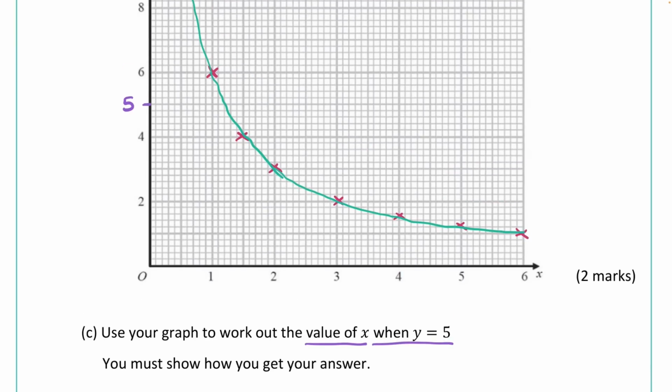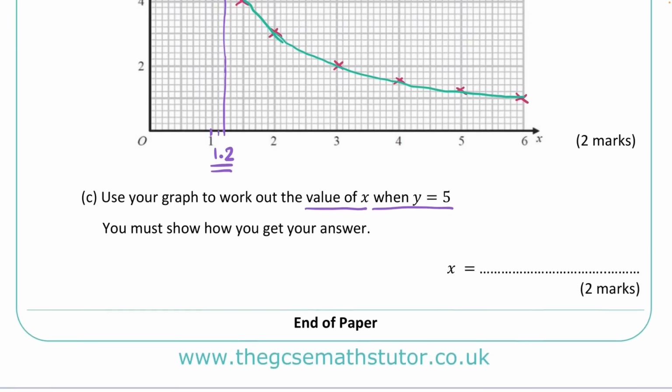Well, if we go across to our graph, it meets it just there. And if we come down, there we go. We can read that point. There's 10 squares between 1 and 2, so each one's 0.1. So that's 1.1, 1.2. So 1.2 is our final answer there. x would be equal to 1.2. And there we go. That's our final question.